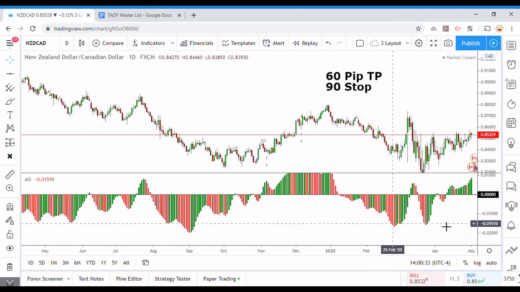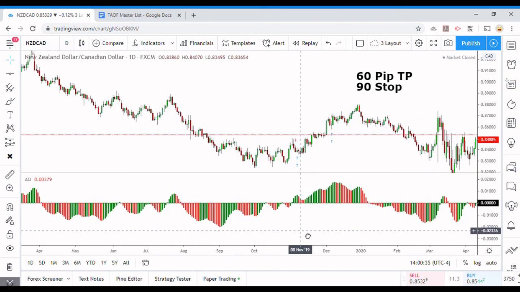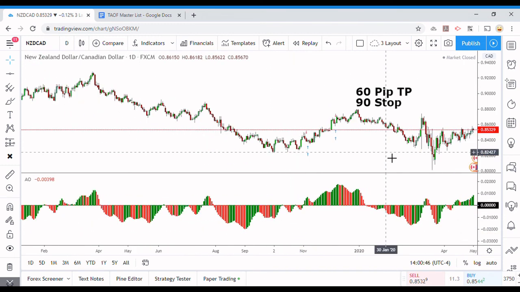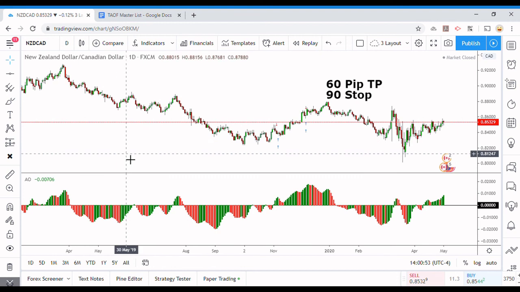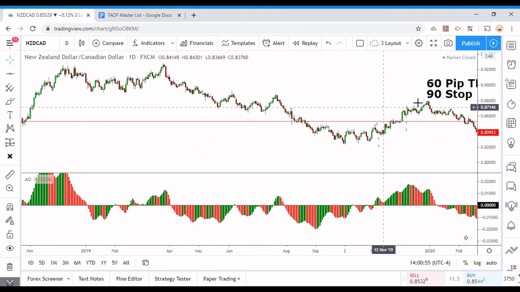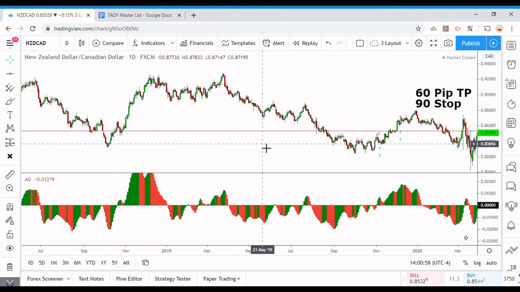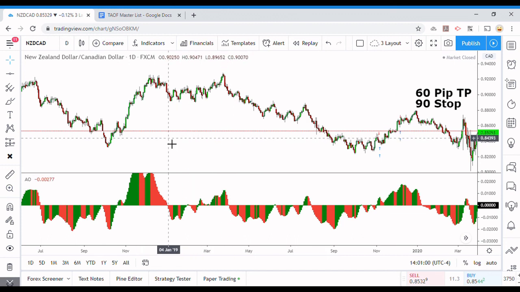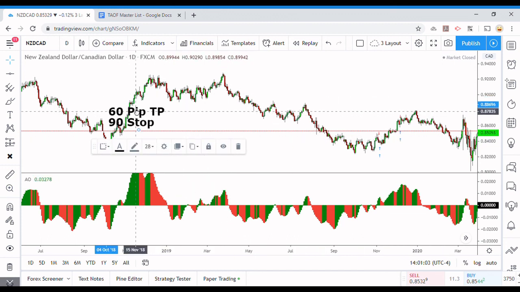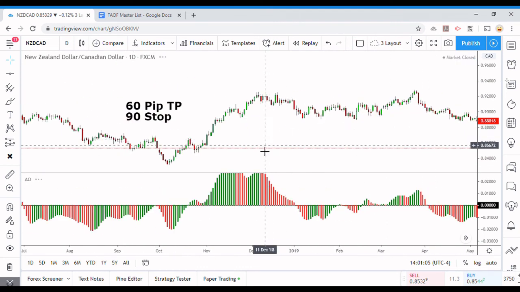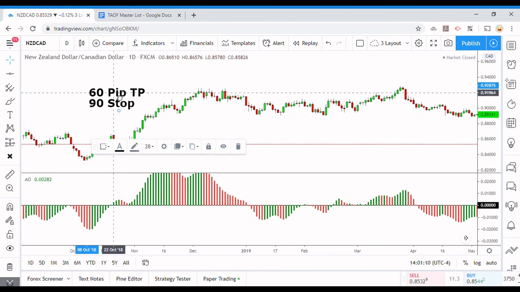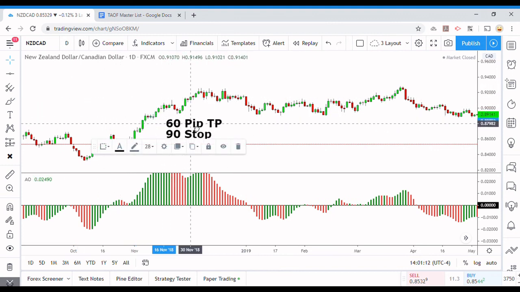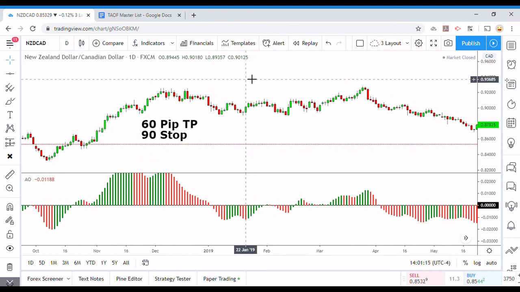So now that we know what we're doing and how we're doing it here, let's get into testing the awesome oscillator. I'm going to test it off of 2019. So let's see, 2019 right in here. Beginning of 2019. December, let's put that right there.